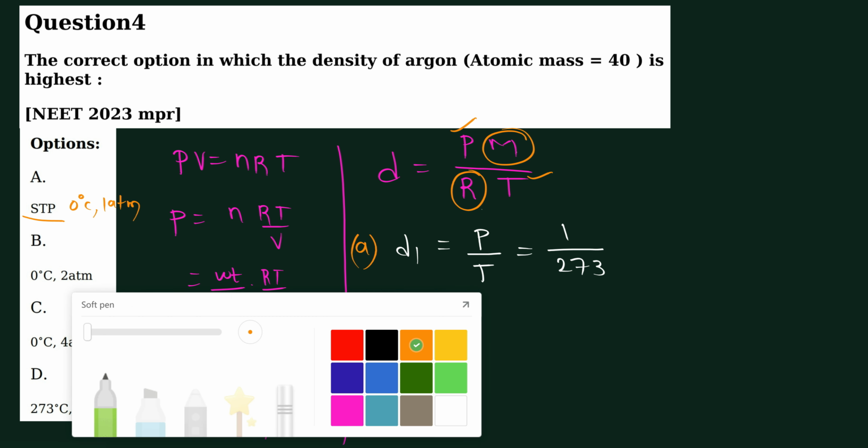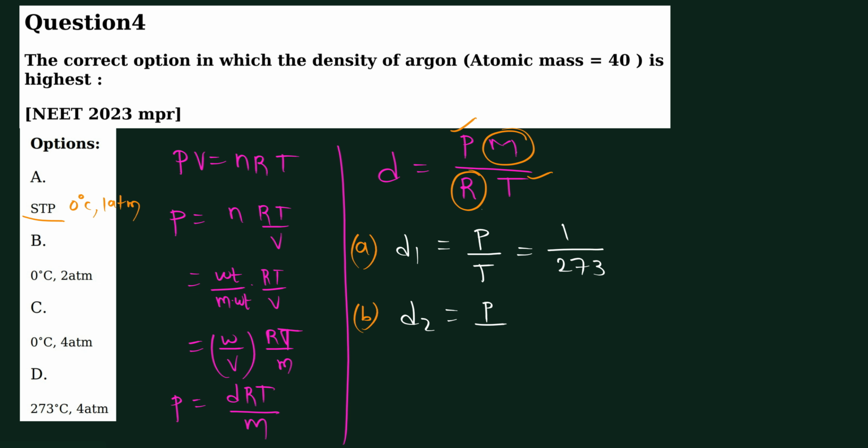Next, option B. In option B, check the density of argon gas at the given condition. Here the temperature is given as 0 degrees Celsius, that is 273. Pressure is 2 atmosphere. So the density is 2 by 273.